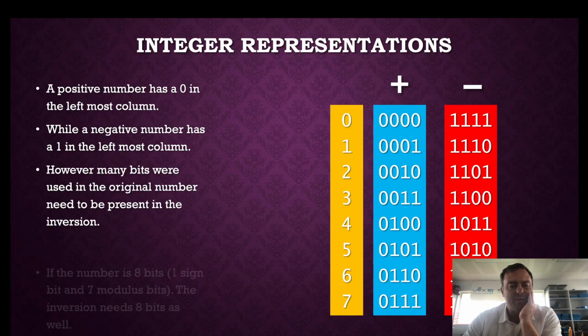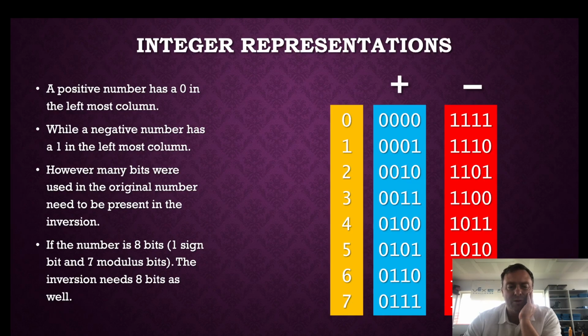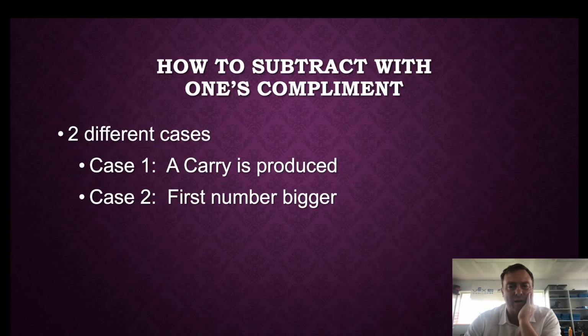So however many bits represent how many different options there are. If the original number was 8 bits, you need to invert it with 8 bits. Now there's two different ways of subtracting with 1's complement. Case 1 and then case 2, which is what we'll see.